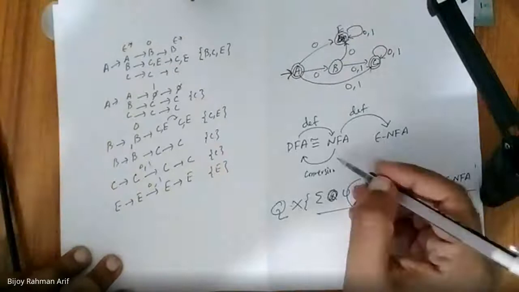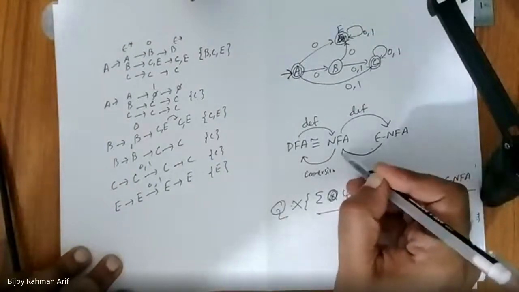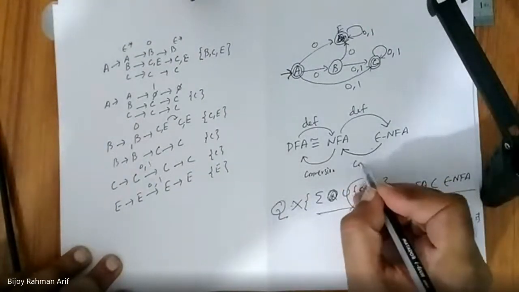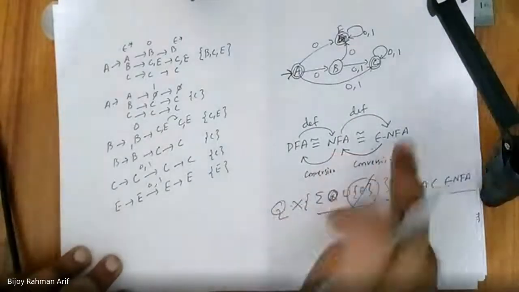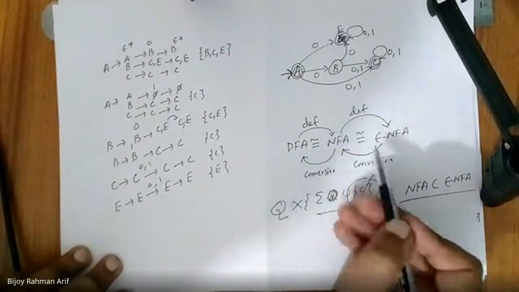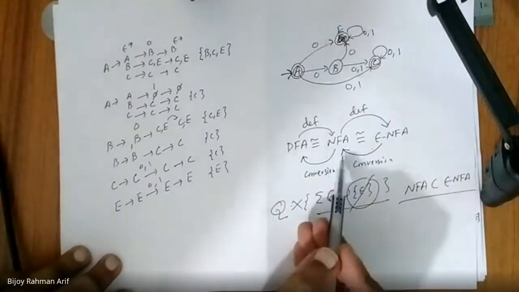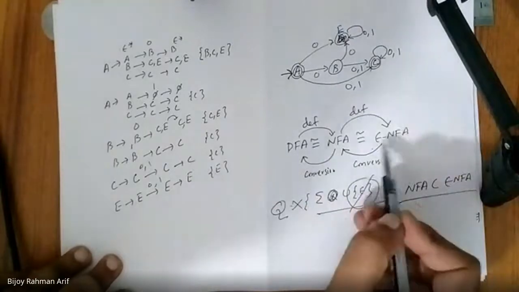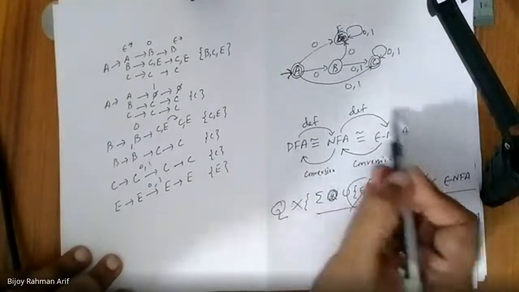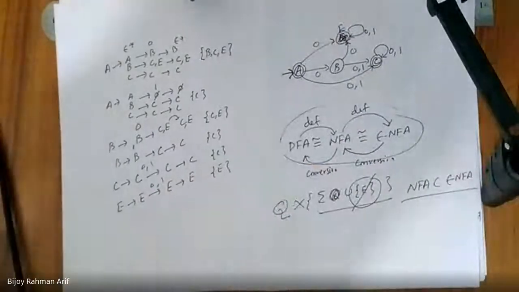And we have a conversion technique by which epsilon NFA can be converted to NFA, so they are also equal in power. Epsilon NFA and NFA are equivalent in power, and NFA and DFA are equivalent in power, so epsilon NFA and DFA are also equivalent in power. So this makes a trilogy.